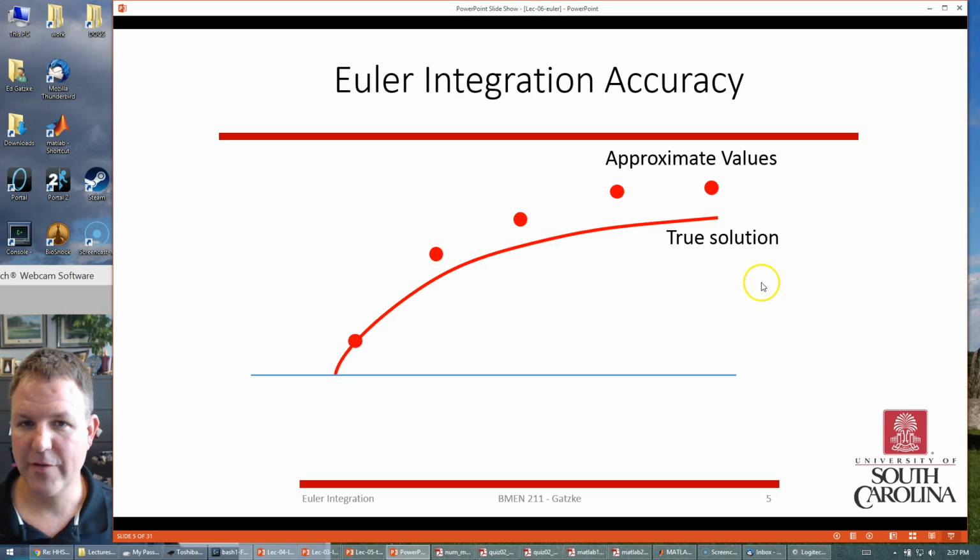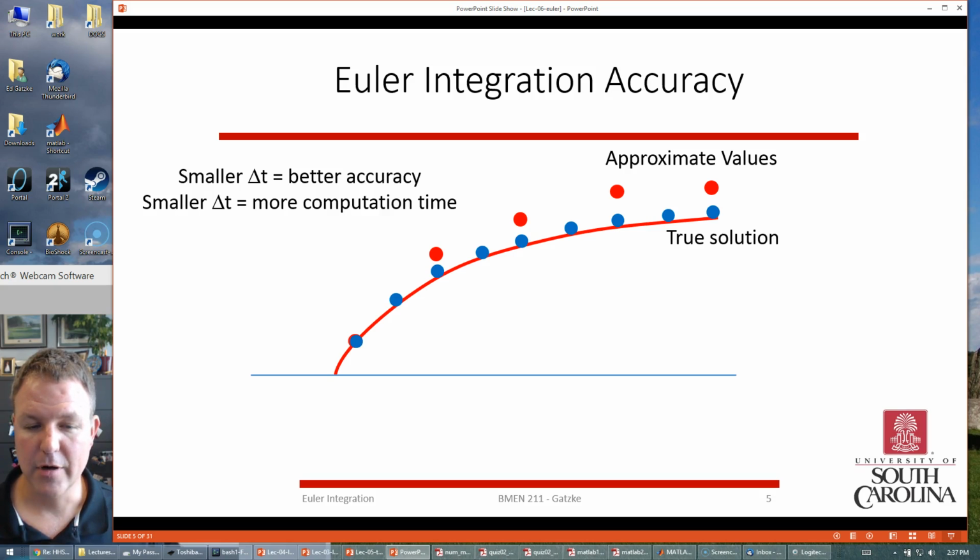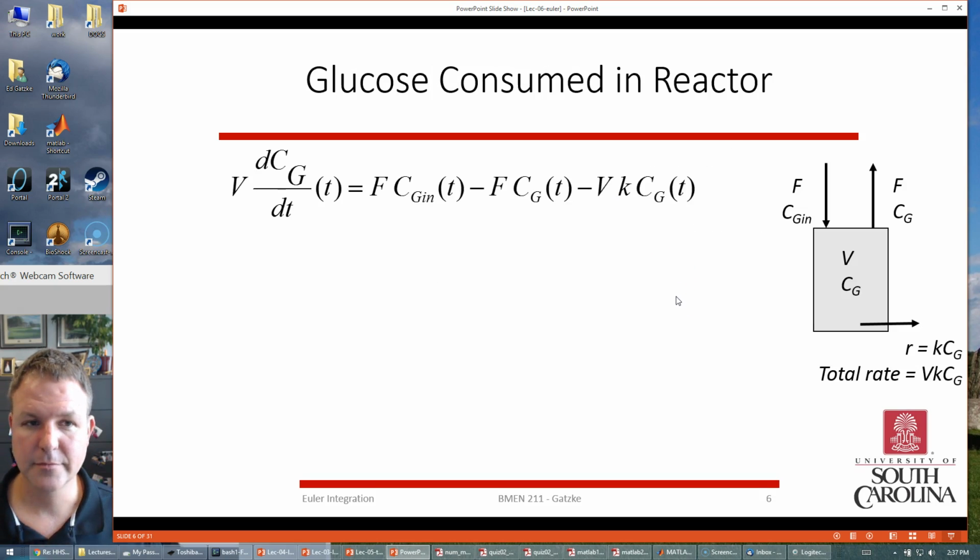One way to improve that numerical integration accuracy is to make smaller approximate values. So we take smaller steps. With a smaller delta t, we end up with better accuracy, much closer to the true solution. Still off by a little bit, but the smaller steps you take, the better the solution is. The problem is it takes more work to get closer to the true solution.